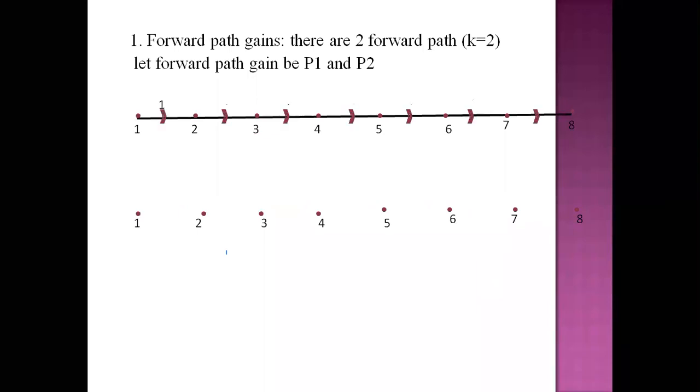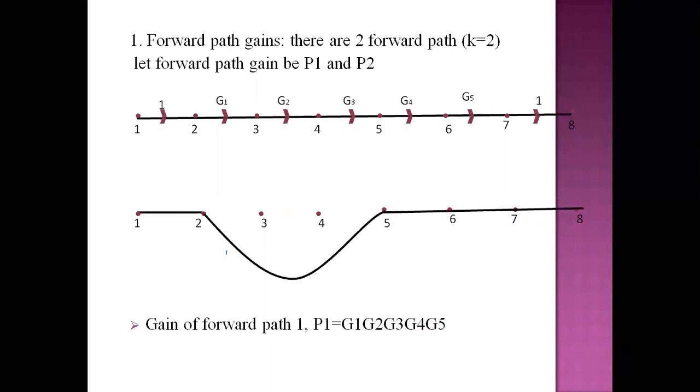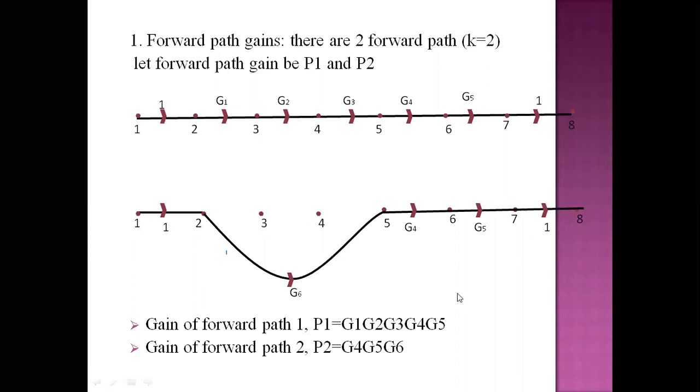So there are 2 forward paths and their corresponding forward path gains. P1, the first forward path gain, is G1 into G2 into G3 into G4 and G5. Then for the second forward path, the forward path gain is G6 and G4, G5. So we will get P2 equal to G4, G5, G6.